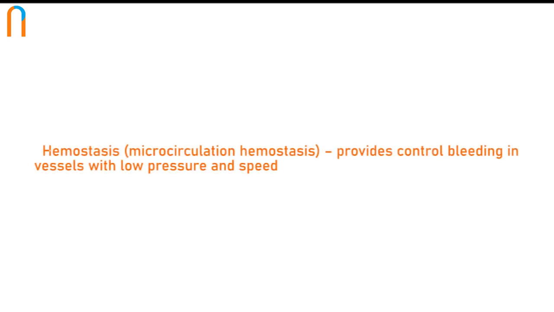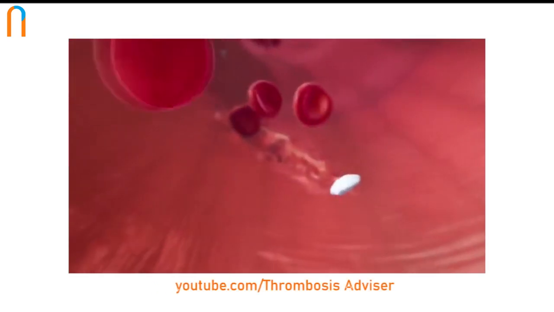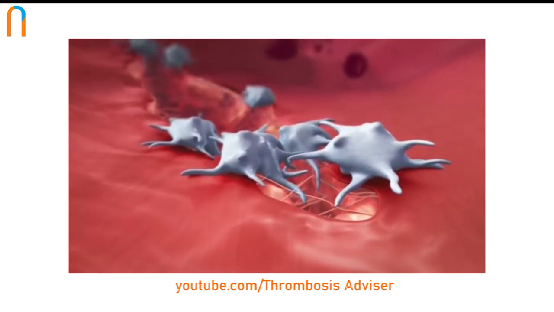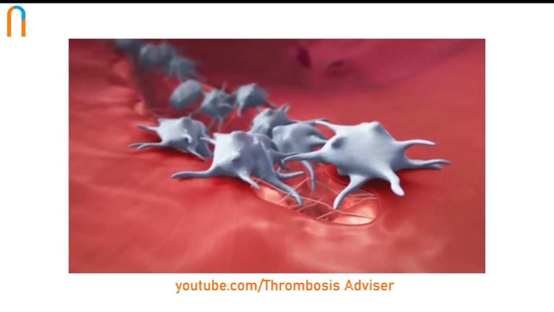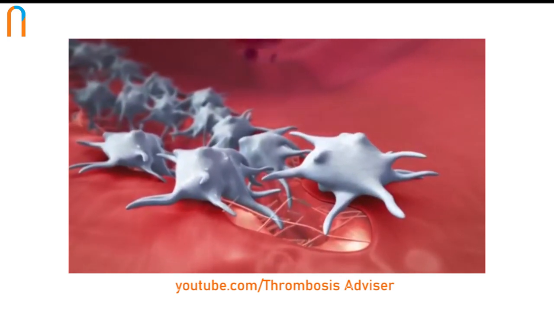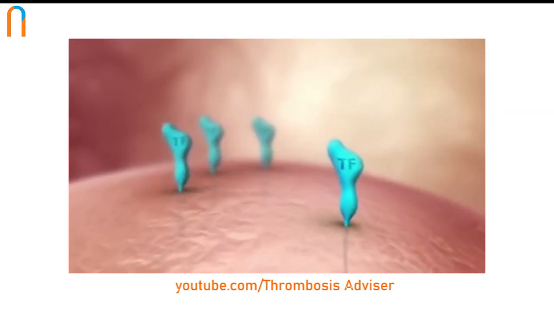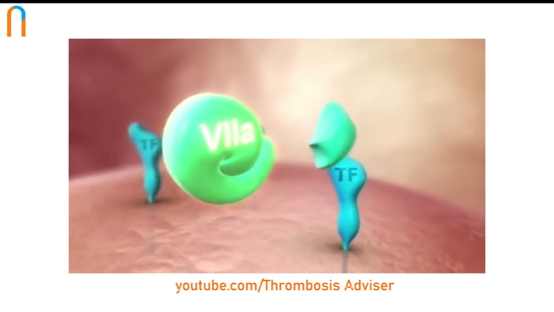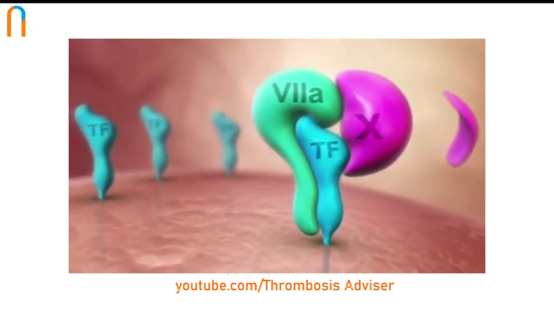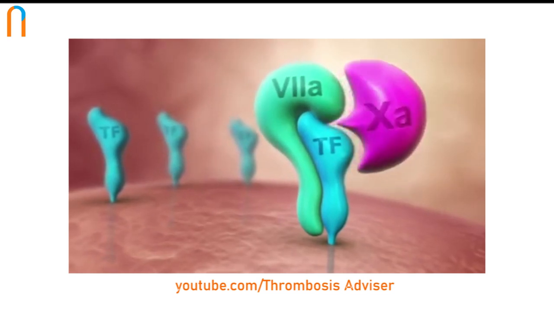Hemostasis or microcirculation hemostasis provides controlled bleeding in vessels with low pressure and speed. Hemostasis and its disorders. The hemostasis system protects the organism against bleeding and blood clots. It involves plasma factors, thrombocytes or platelets, and the vessel wall. Their interaction locally guarantees the sealing of leaks in the vessel when platelets are temporarily glued together, forming a white thrombus. And subsequently, the plasma coagulation system forms a firm fibrin tangle or red thrombus, and thus a stable closure.